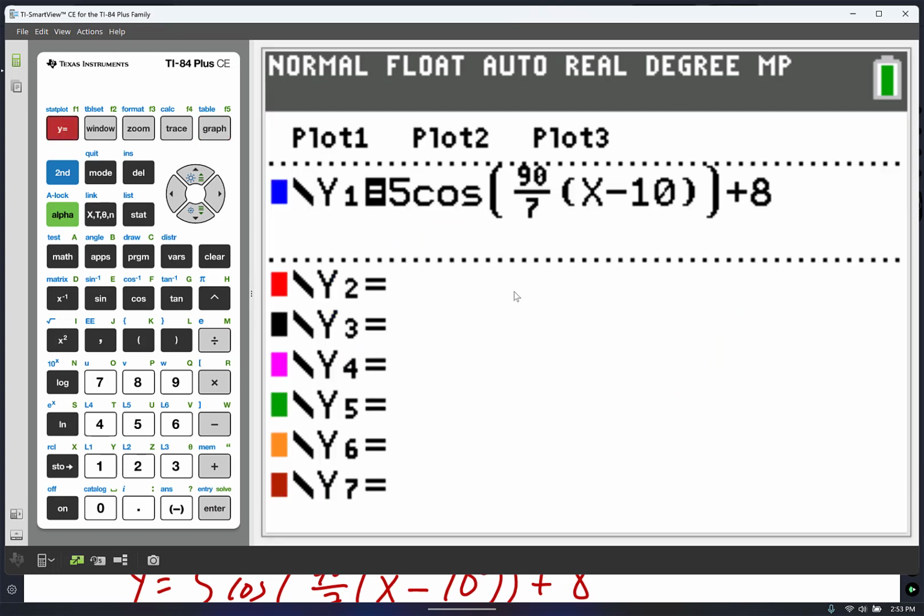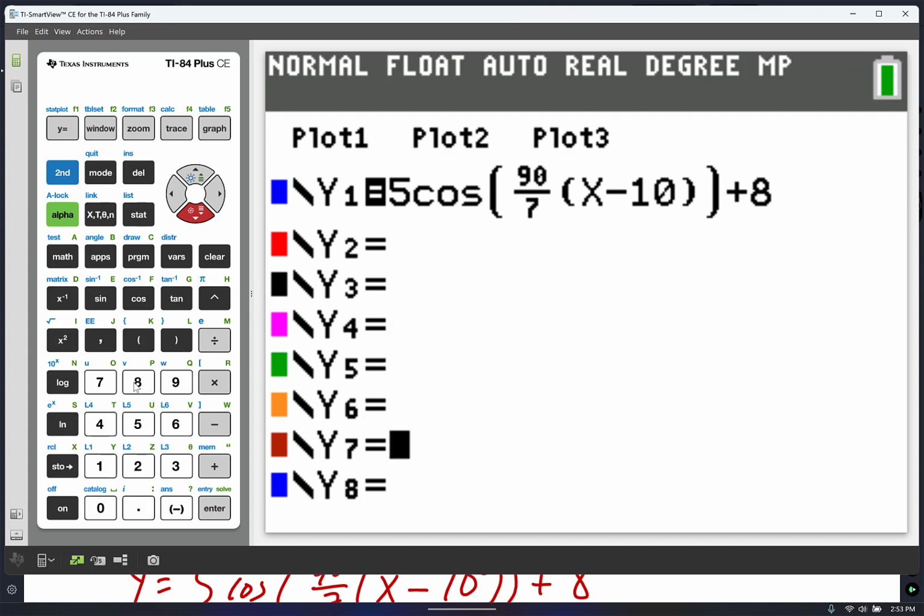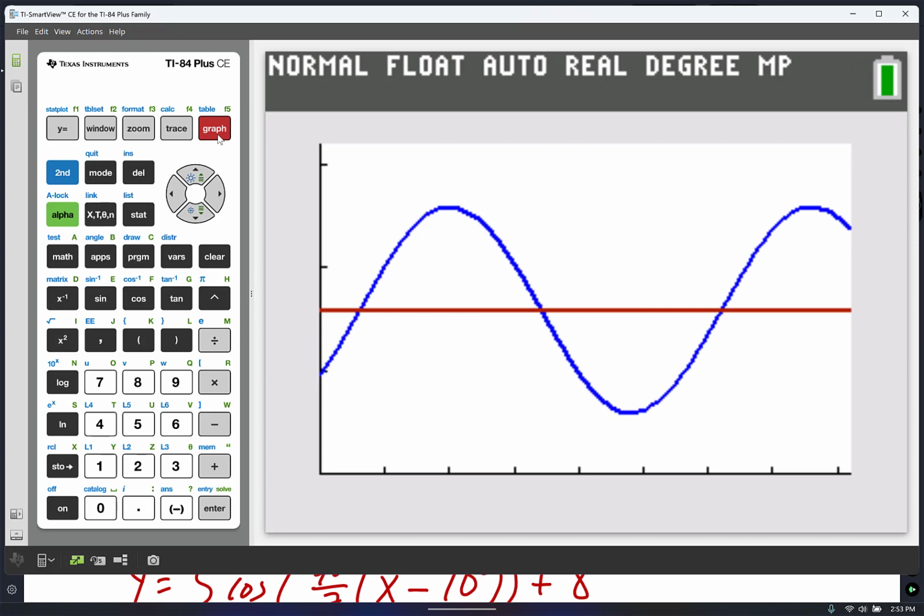Now I am going to put the 8 in Y7. I want to see that midline. Okay, there it is. Yay or nay? No, don't worry. It's about to get exciting. I wish I had a button to push fire all over the place. All right, here we go.